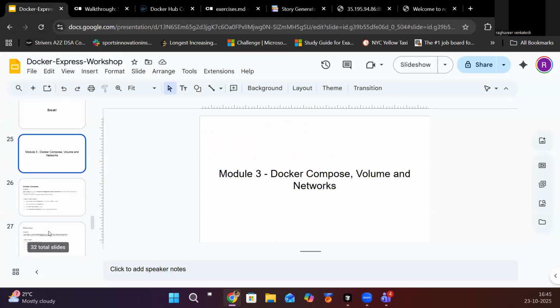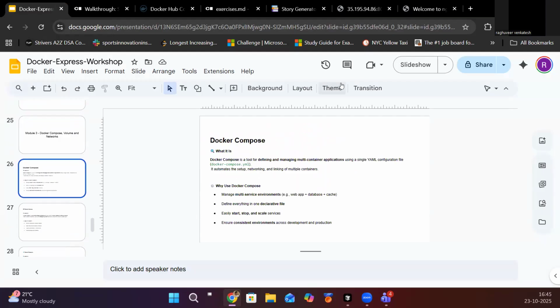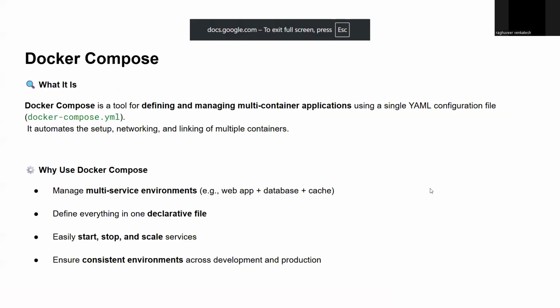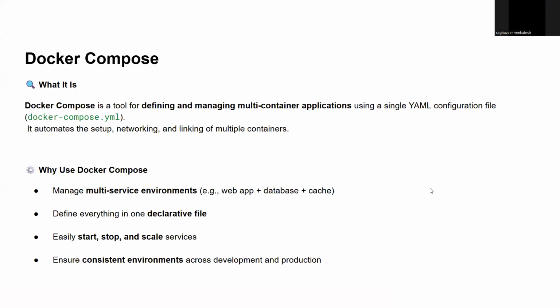So let's talk about Docker Compose. So what is Docker Compose? Docker Compose is a single configuration file for managing all your containers. So you can manage multiple containers. Like you have a web application, you have a database, you have a backend. You can manage it in one file. And also, it is very easy to start, stop, or change any of your services from this file.